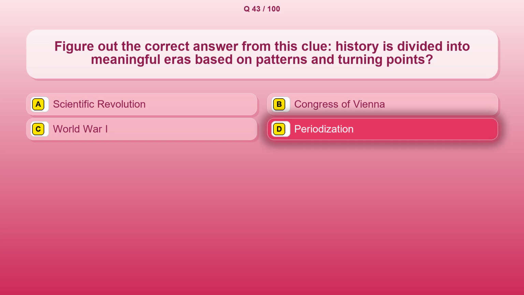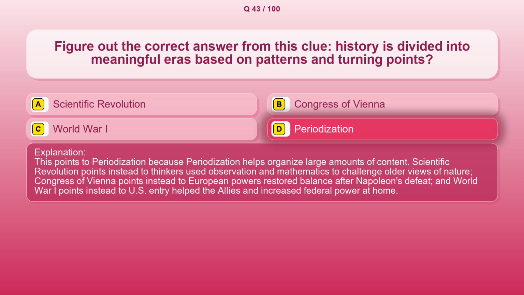The correct answer is option D. Periodization. This points to periodization because periodization helps organize large amounts of content. Scientific revolution points instead to thinkers used observation and mathematics to challenge older views of nature. Congress of Vienna points instead to European powers' restored balance after Napoleon's defeat, and World War I points instead to U.S. entry helped the Allies and increased federal power at home.